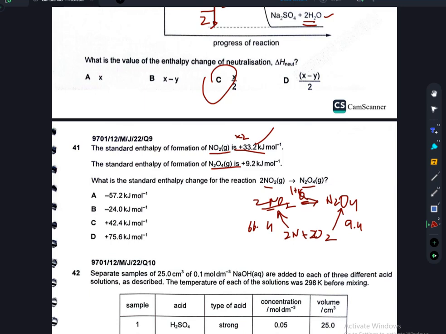So this is the resultant now. So 66.4, no, this is not the resultant. This is the resultant. 9.4 is the resultant, and this is equal to 66.4 plus delta HR. So minus 57.2 is delta HR. So A is your right answer.